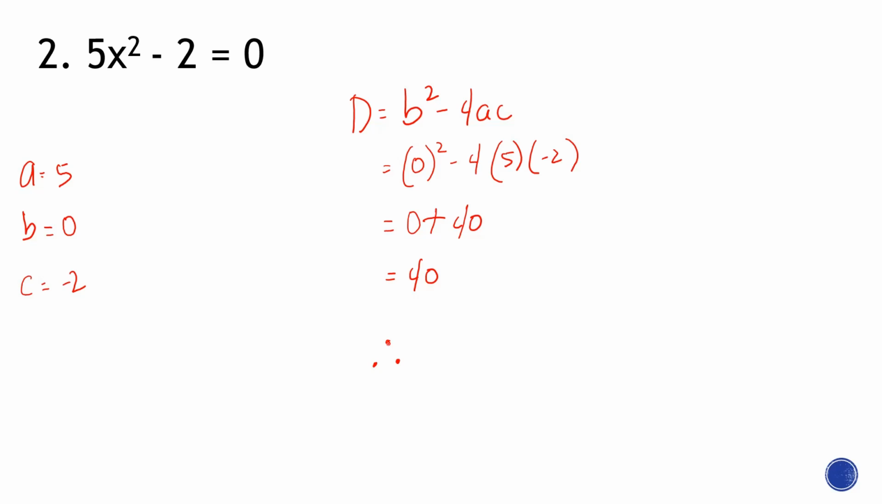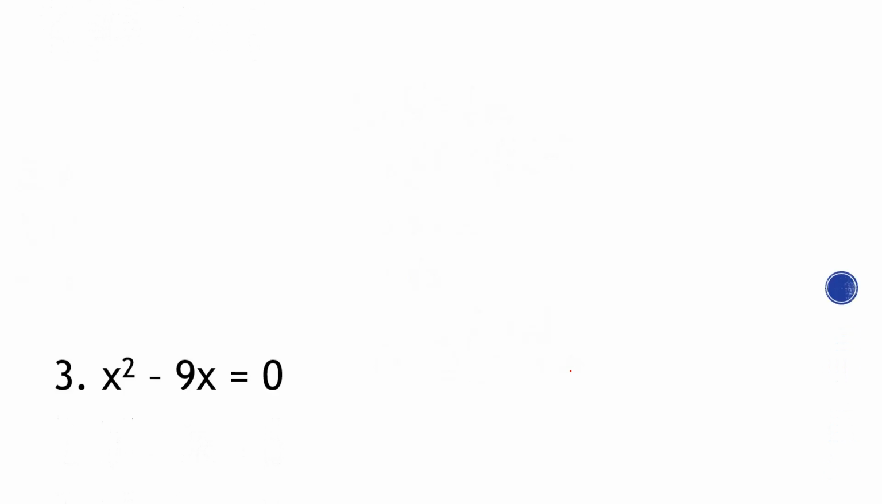So therefore, you're going to have 2 distinct irrational, or this quadratic equation has 2 distinct irrational roots. Okay, let's go to the next one.